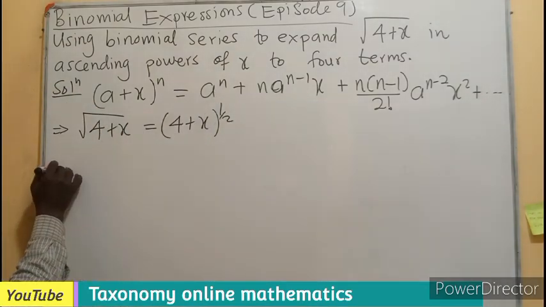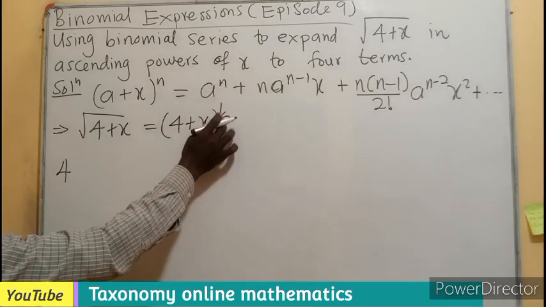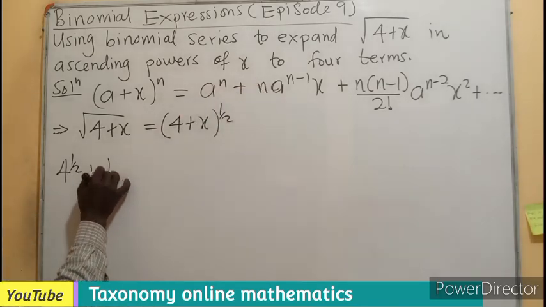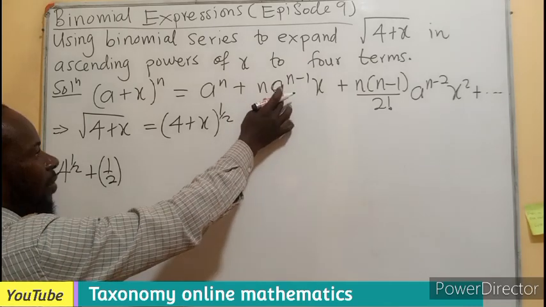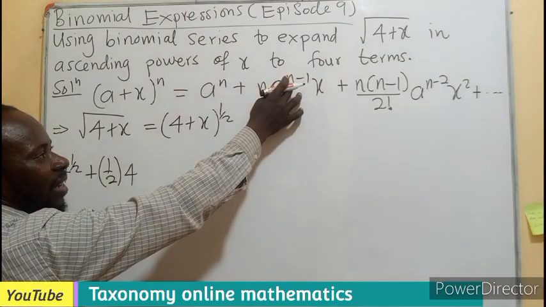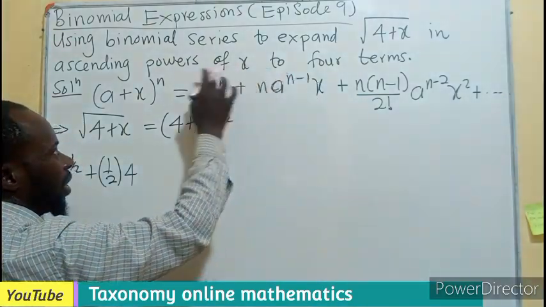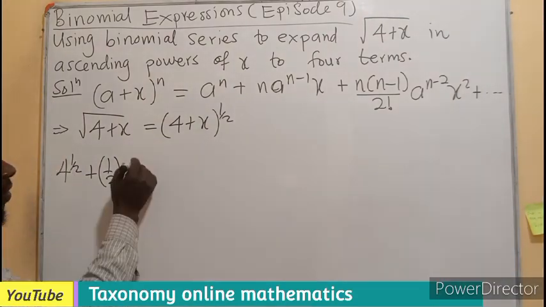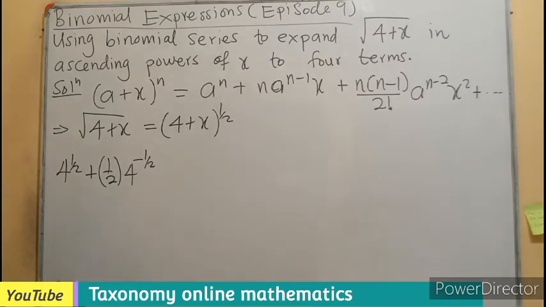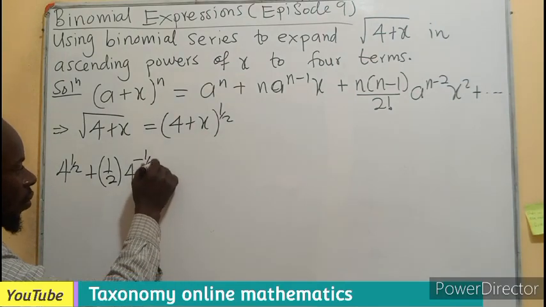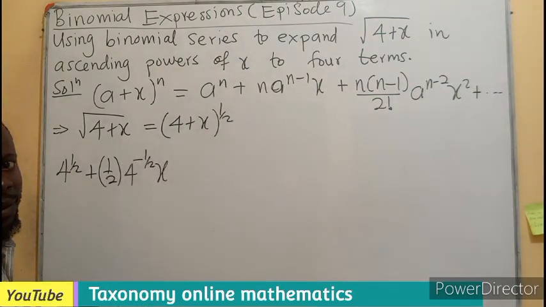Your a will now be 4. So 4 to the exponent n, which is half, plus n, which is still half, times a, which is still 4. Then we have half minus 1, which is n minus 1. Since half is less than 1, we get the negative. So we have negative half. Then the next thing to follow is your x, which is still x. Then the next thing is going to be plus.